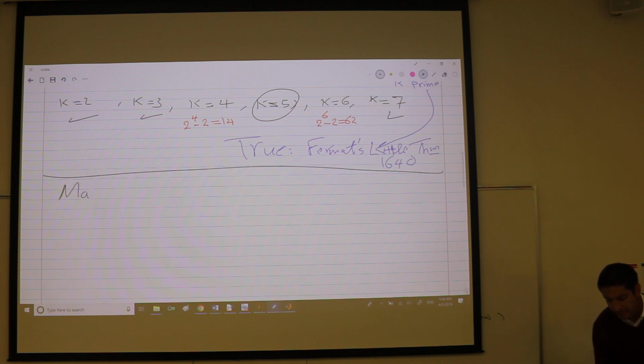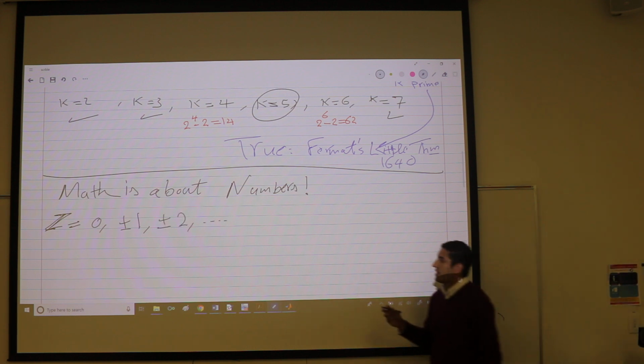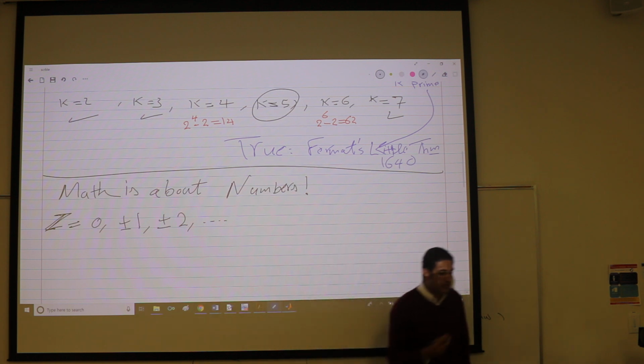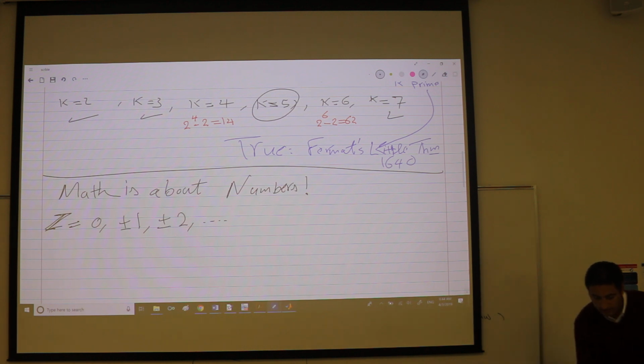So math is about numbers. Let's start with, we should start somewhere. Let's start with the integers. 0, plus or minus 1, plus or minus 2, and so on. What are the intrinsic characteristics of integers? Let me write here. Math is about numbers, yes. Math is about the formula.